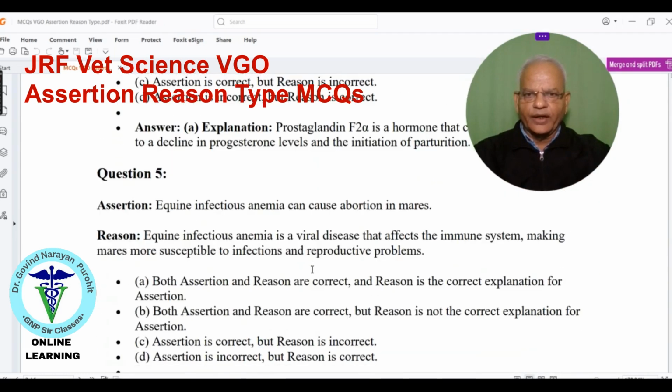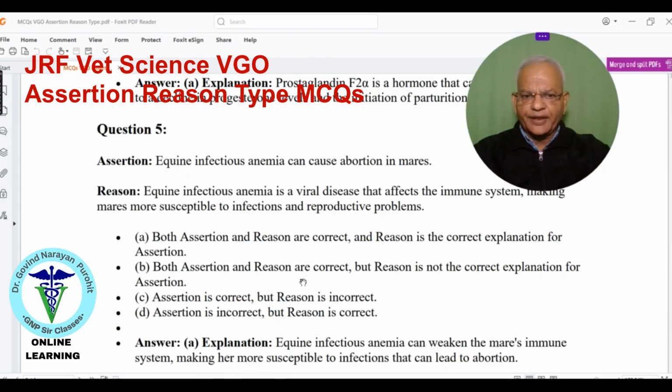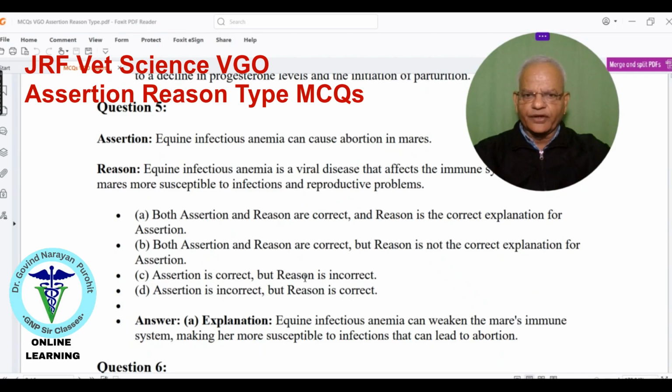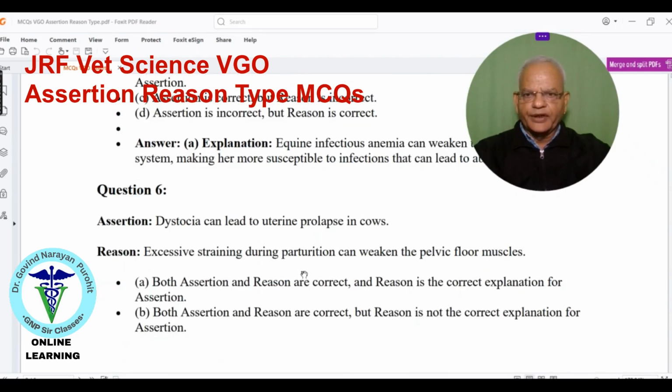Right. Then next question: equine infectious anemia can cause abortion in mares. The reason is equine infectious anemia is a viral disease that affects the immune system, making mares more susceptible to infections and reproductive problems. Now, the equine infectious anemia weakens the mare's immune system, and it therefore leads to abortion. So both the assertion and reason are correct, and reason is the correct explanation for the assertion.